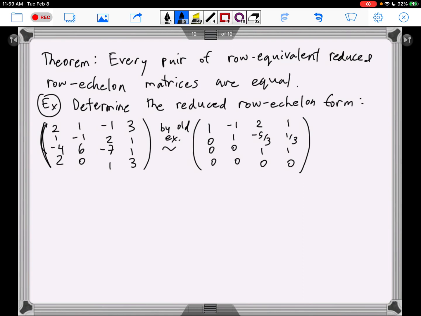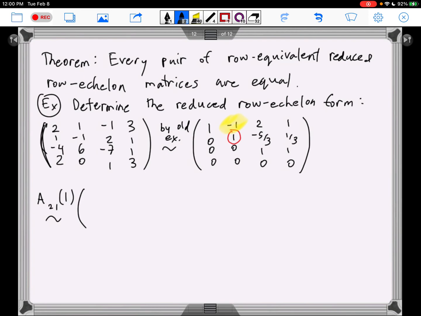So the only difference is when you're doing these problems and you want to get reduced row echelon, as soon as you get a 1, you can use it to get rid of the numbers below and above it. So we're going to start by using this 1 right here to get rid of this guy above it. We want to turn that into a 0. We can do that by adding 1 times row 2 to row 1.